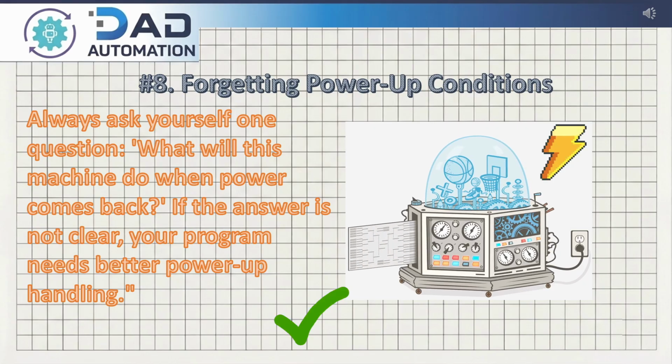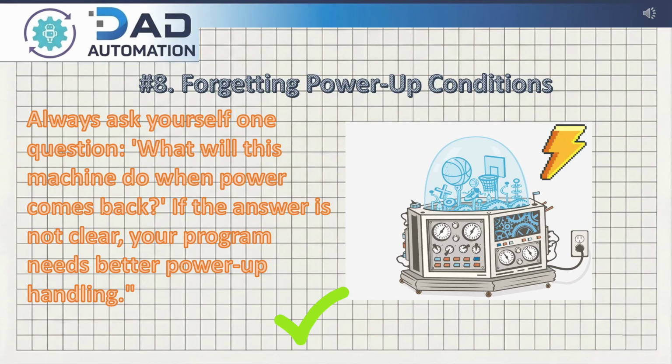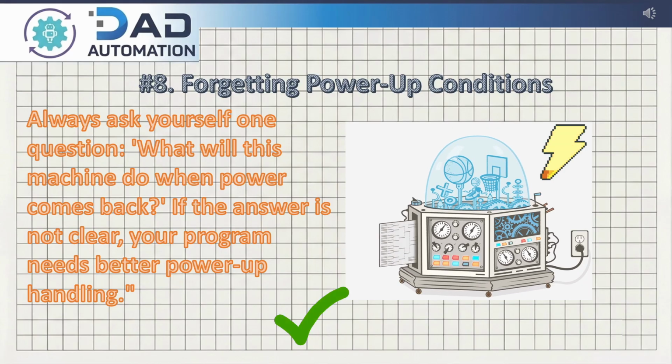Remember, a machine should not only operate safely during normal conditions. It should also recover safely after a power failure. Always ask yourself one question: what will this machine do when power comes back? If the answer is not clear, your program needs better power-up handling.